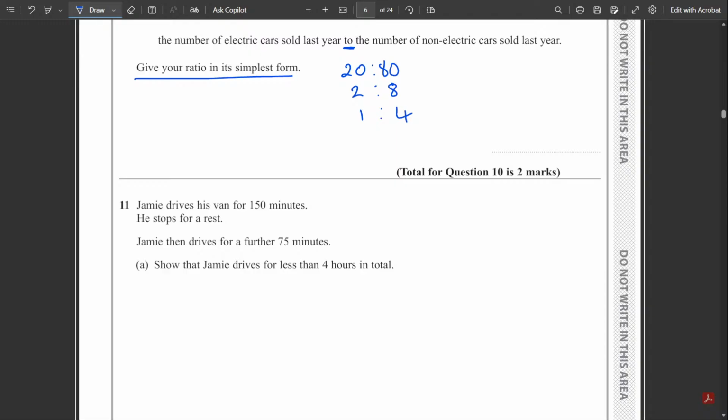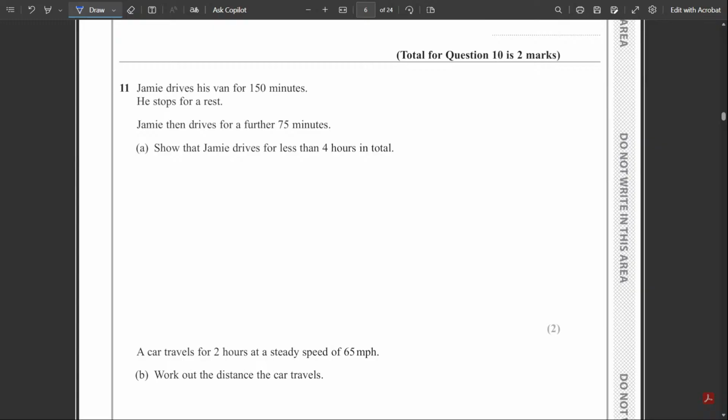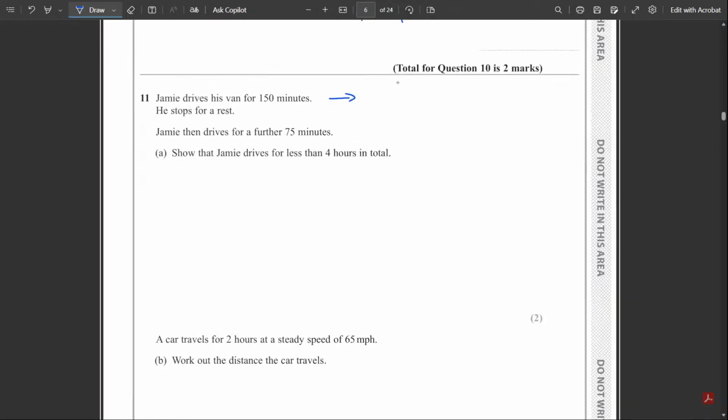Jamie drives his van for 150 minutes. He stopped for a rest. Jamie then drives for 75 minutes. Show that Jamie drives for less than 4 hours in total. So we need to change everything into hours. Okay, so 150 minutes would be 60 times 2 is 120, add 30, so 2.5 hours. That's what 150 minutes is, because 30 minutes is half an hour. Or you can divide 150 by 60 and you get 2.5. Again, use the calculator, because 1 hour has 60 minutes.